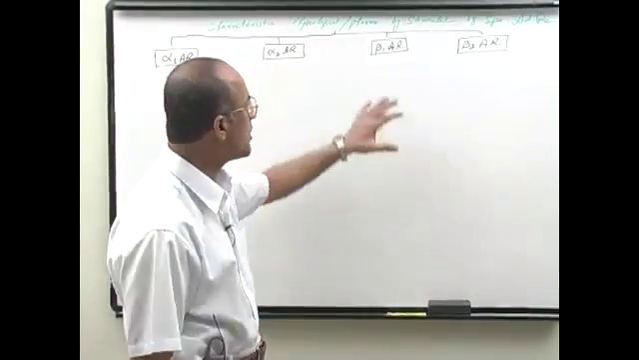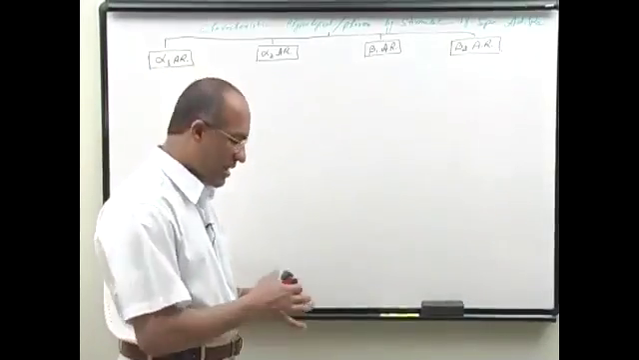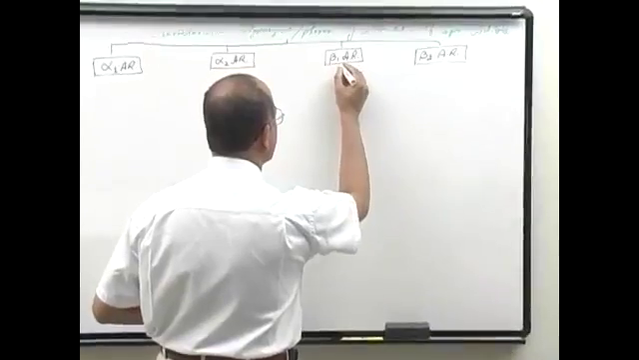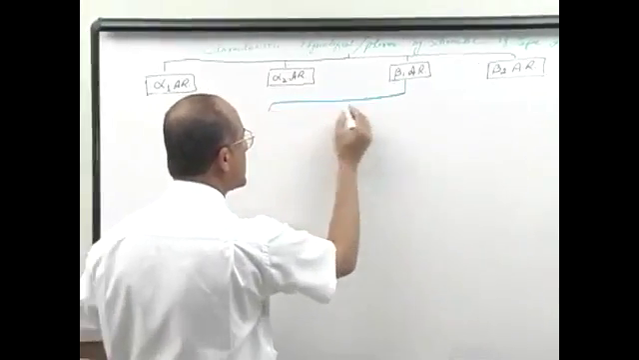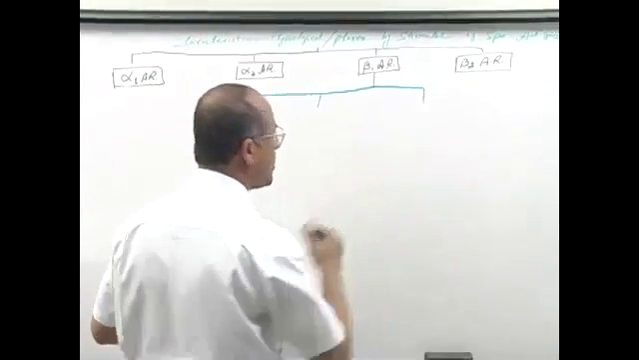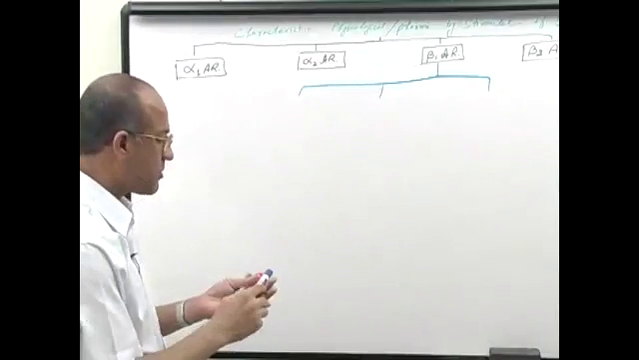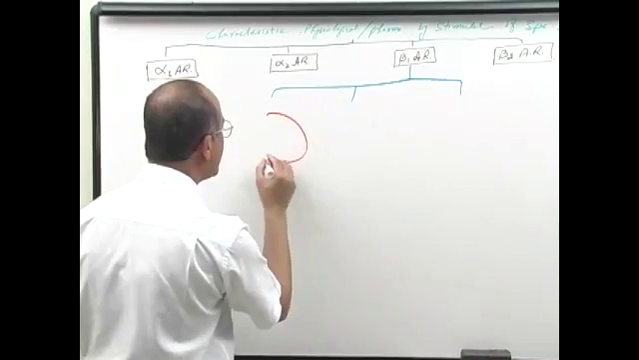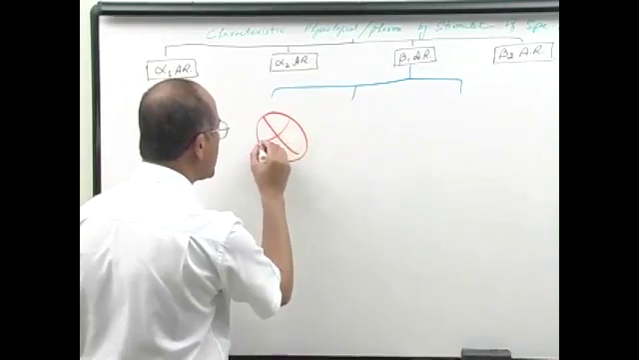So let's first talk about typical beta 1 action. You must know that beta 1 receptors are distributed in three important tissues. What are those tissues on which beta 1 receptors are present? Yes, please. Number one is your heart. Your heart has beta 1 receptors.